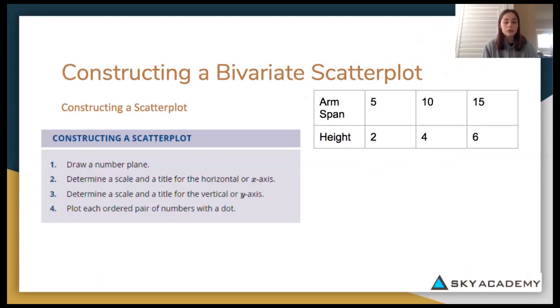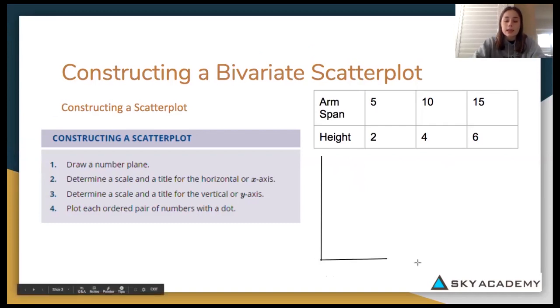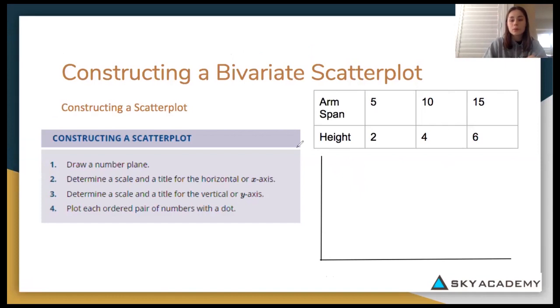So let's have a look at how to construct a scatter plot. Firstly, we would draw a number plane. So I'm just going to do that. We're going to do our y-axis as our vertical axis and our x-axis as our horizontal axis. If you're like me, I like to write on which one's which so I don't forget. And we know that the one on top is always x and the one on the bottom is always y.